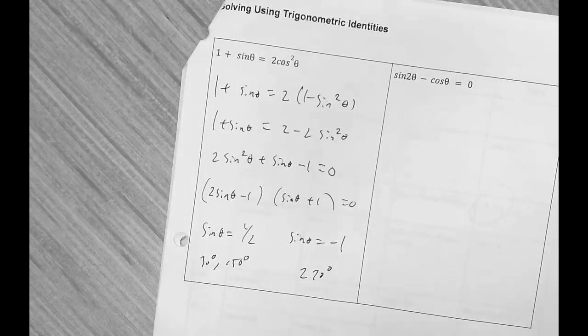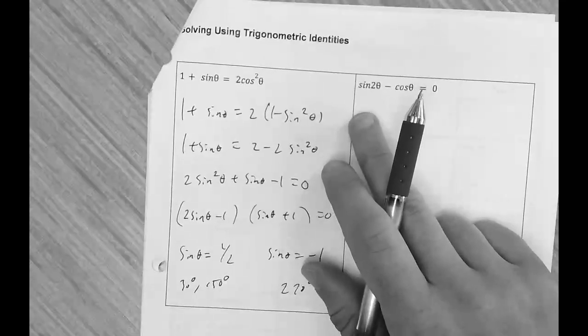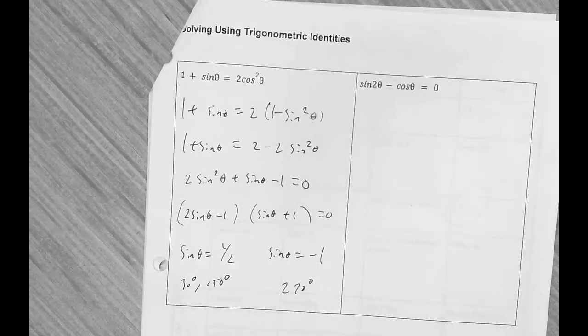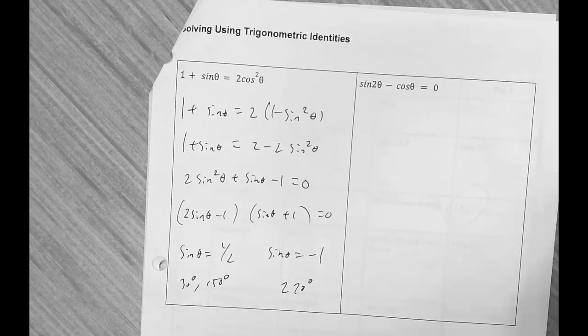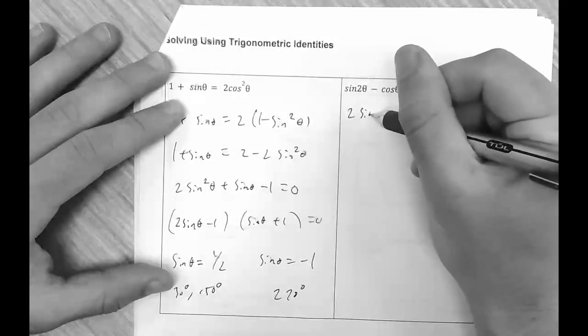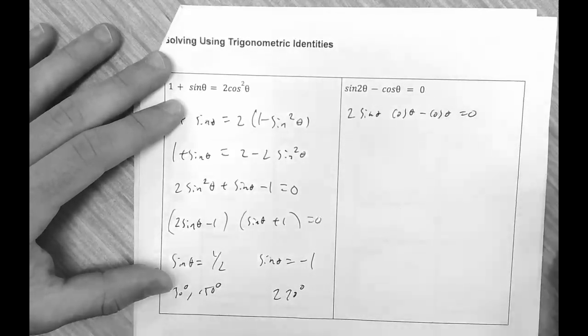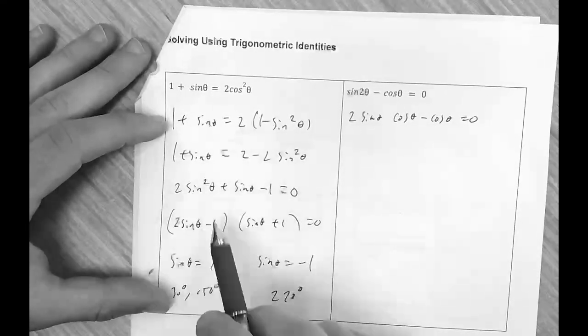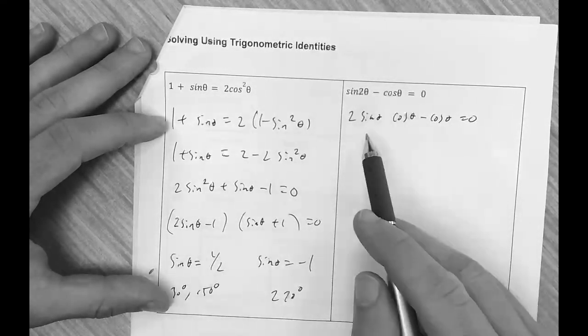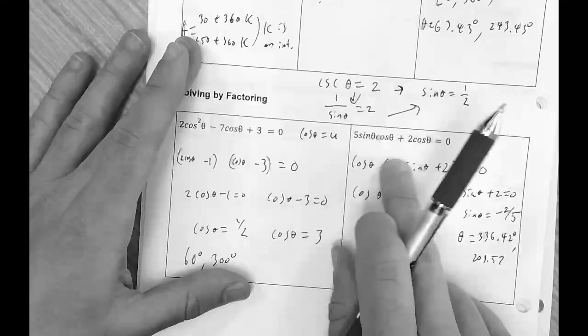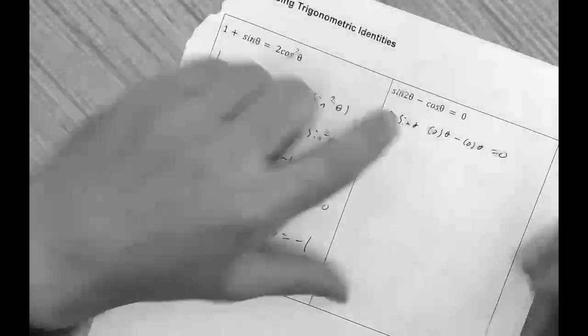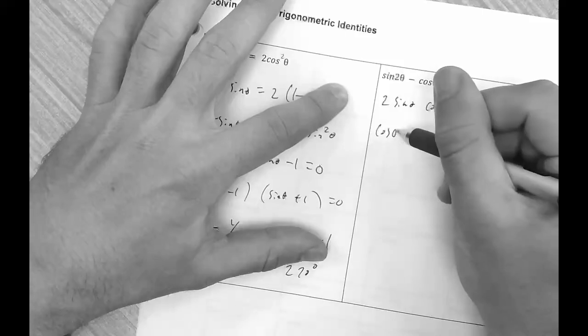Here we can't use a Pythagorean identity. What can we use here? We can use a double angle identity. So for sine 2 theta, we don't have a choice. There's only one double angle identity for sine 2 theta, and that is 2 sine theta cosine theta, minus cosine theta equals 0. And now here, I know we didn't make it a quadratic trinomial like on the left side, but that's okay. Because here, it's similar to the problem where we take out the greatest common factor. We made it look something like that, right? So we're going to take the cosine theta out of both of these.